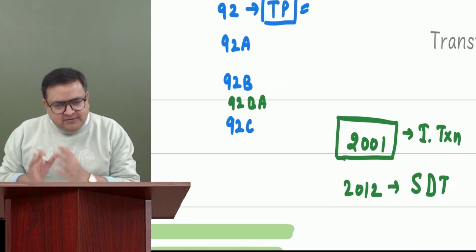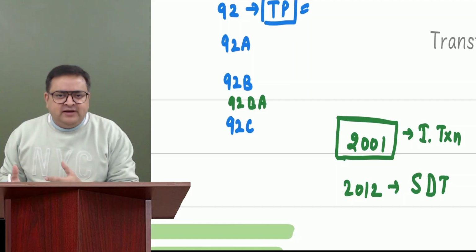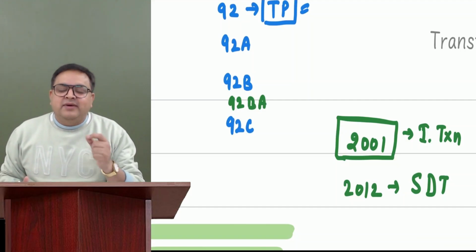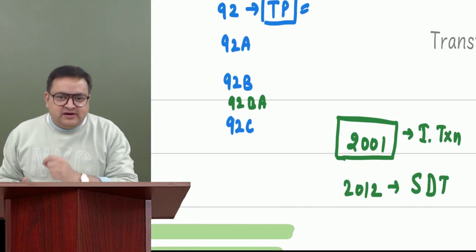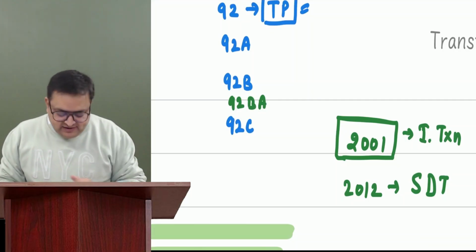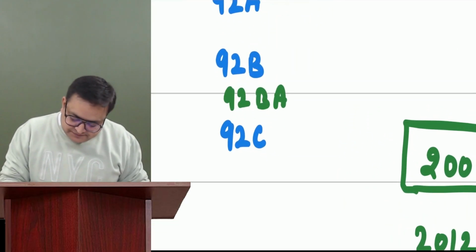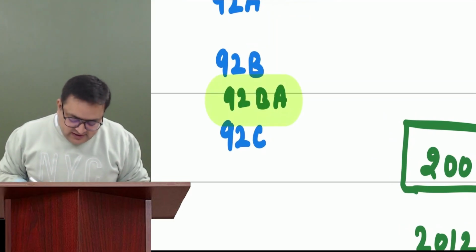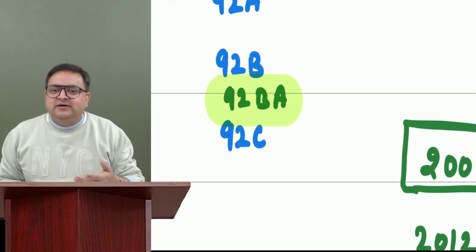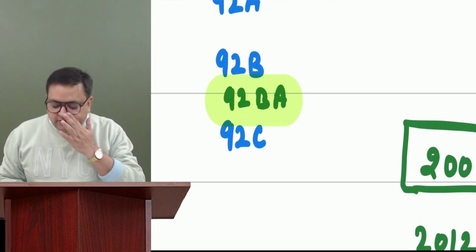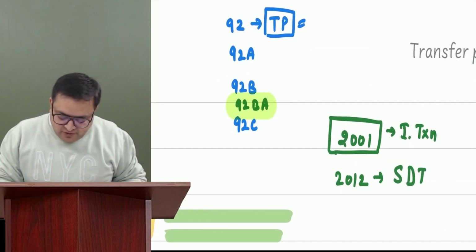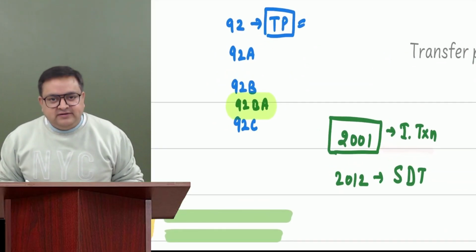Specified domestic transactions, I'll be talking about that after half an hour or so. Right now, in the first half an hour or 45 minutes, my discussion would be more related to international transactions. Otherwise, specified domestic transaction is also very easy. That is covered in this particular section. 92BA deals with specified domestic transactions. Why we have covered specified domestic transactions also, that I'll be covering today. Okay. So in 2001, the government of India came out with Indian tax law on international taxation.